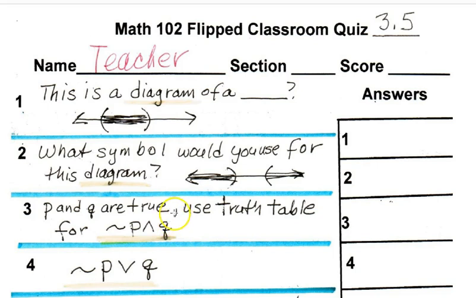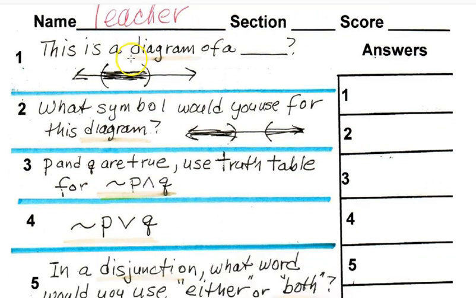This is the review of our quiz on section 3.5. And as we move in, what is this the diagram of? What symbol would you use for this diagram? And using your truth table, is this true or false? How about this one? Again, P and Q are true.